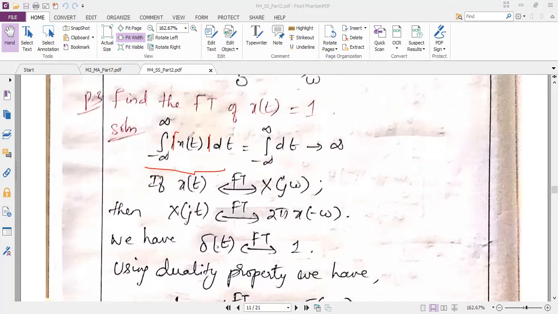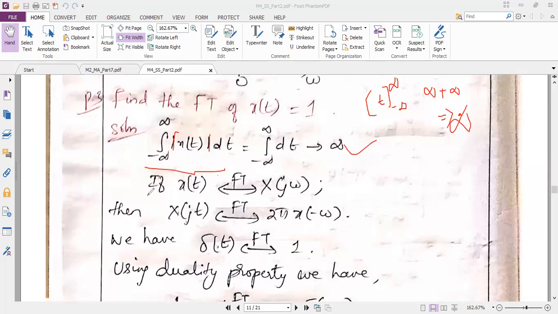So this x of t is 1, right? 1 multiplied with dt is dt. And you know the integration of dt is t only. So you will be having the limits infinity and minus infinity. So if you substitute the upper limit, it is infinity. Minus of minus infinity becomes plus infinity. It is 2 times infinity. So ultimately, my answer will be infinity only. So if you do it like this.